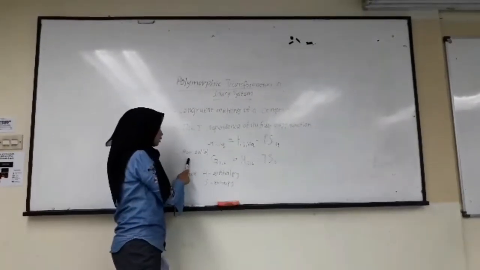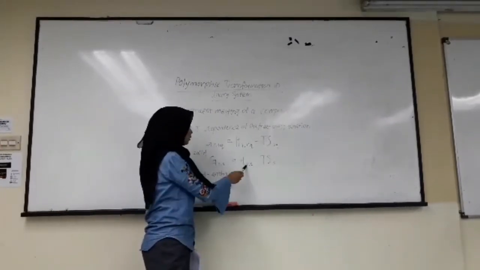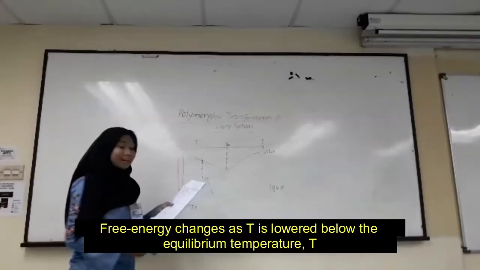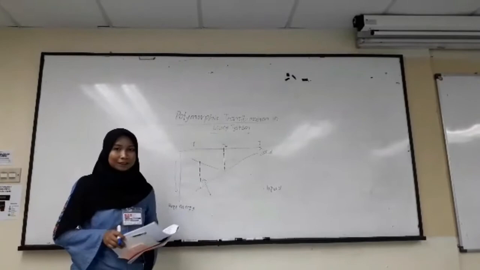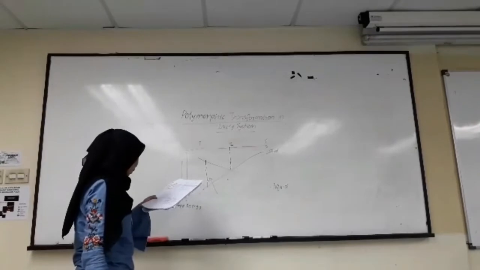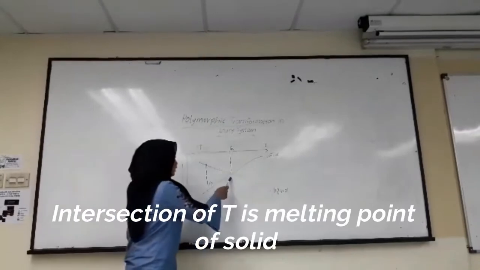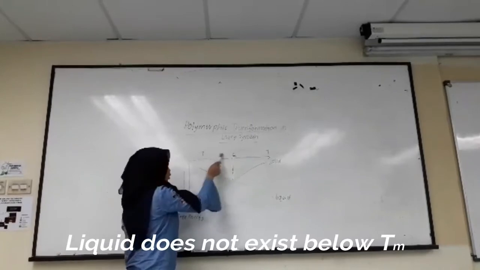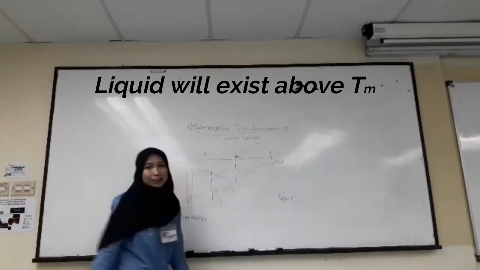For solid, the free energy function is equal to enthalpy of the solid minus entropy. Free energy changes as T is lowered below the equilibrium temperature, Tm. Refer to this graph: the point of intersection is the melting point, Tm. Liquid will not exist below Tm, but will only exist above Tm, which is the melting point.